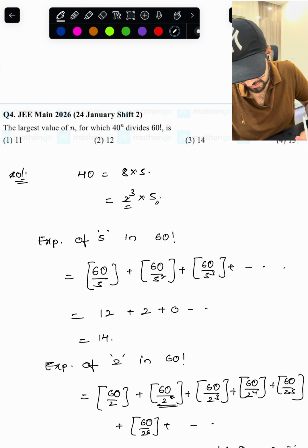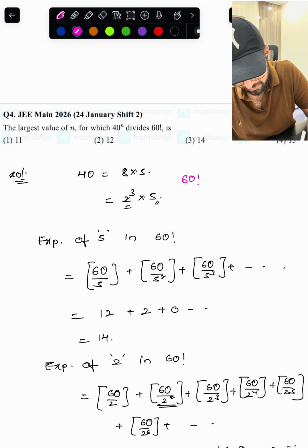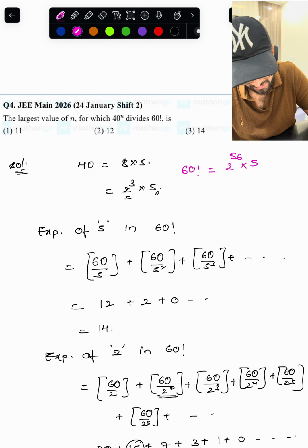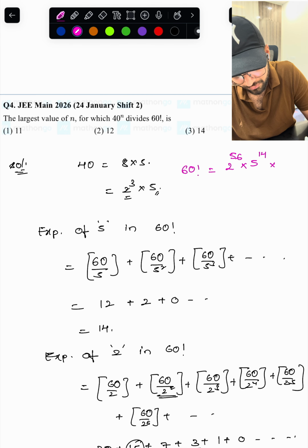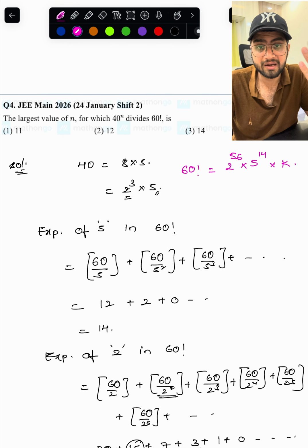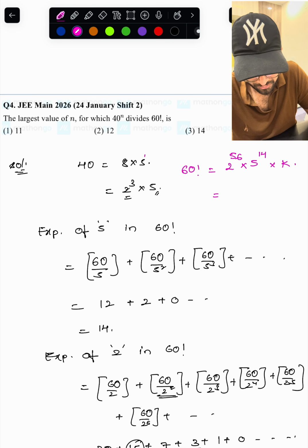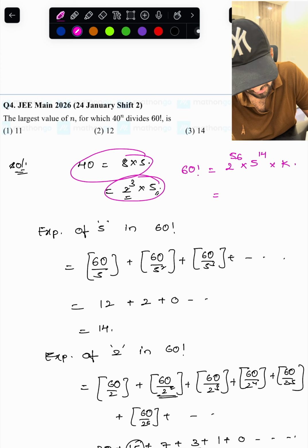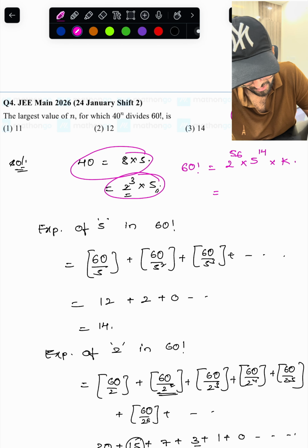So that means 60 factorial can be expressed as 2 power 56 into 5 power 14 into some k. K can be an integer, right? So now you need to express it as 40, that means 2 cube into 5. So what I can write is 5 power 14, and 2 cube power 14 means how much? It is 2 power 42, right?